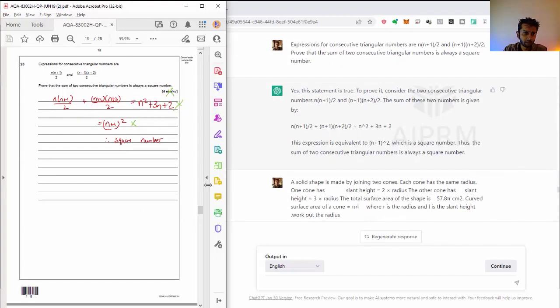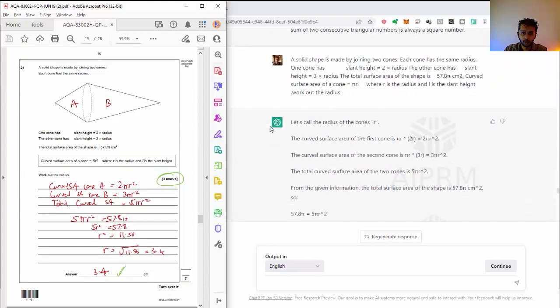Number 20 was a proof type question, so I was not expecting too many good things from this one. I just copied in what it typed, but even what it typed didn't make any sense. First it said that when you multiply this and this out, you get this, which you don't. And then it said when you factorize this, you get this, which you definitely don't. And therefore it's a square number, so no marks here.